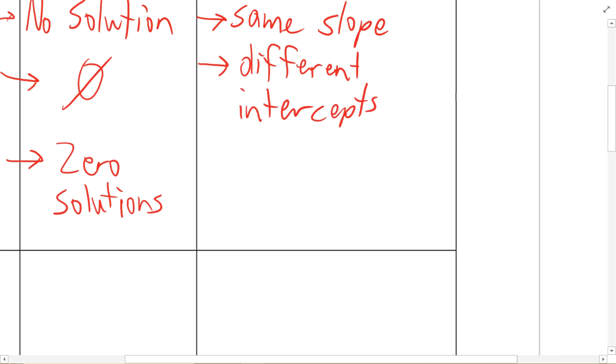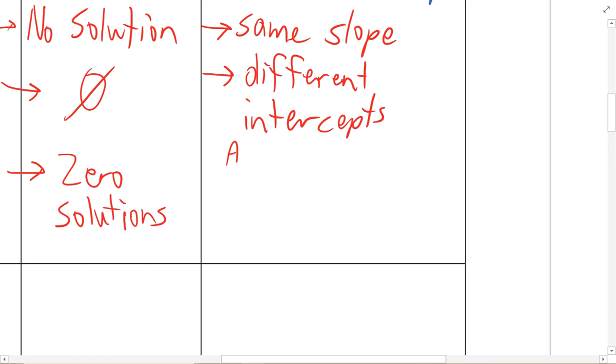So if you have your equation in ax plus by equals c, what you'll notice with the two equations is that the a and b will be the same, but the c has to be different. So when you're looking at equations, that's what you're looking for. Okay, so both equations will be the same, but your c value will be different.